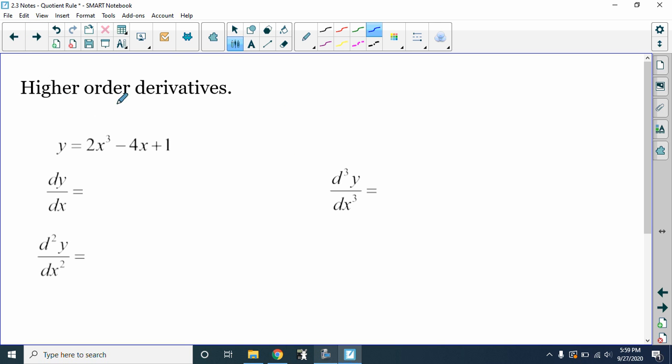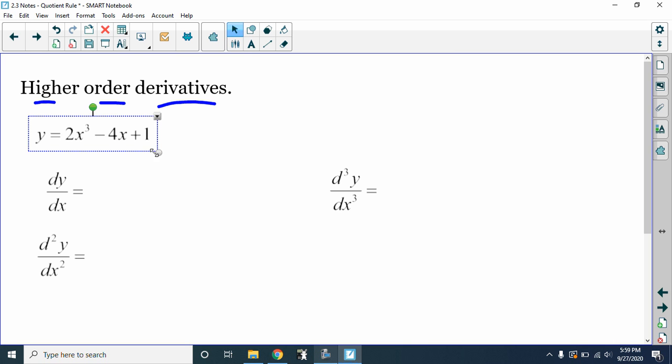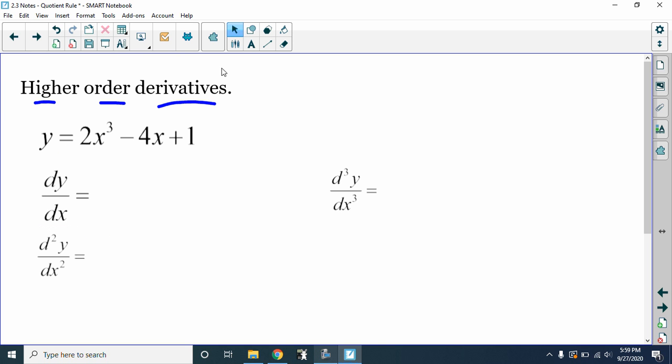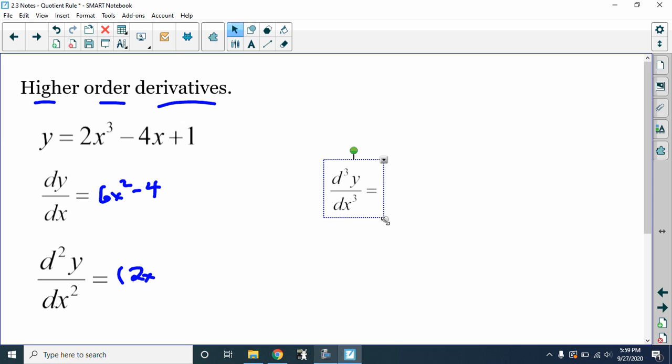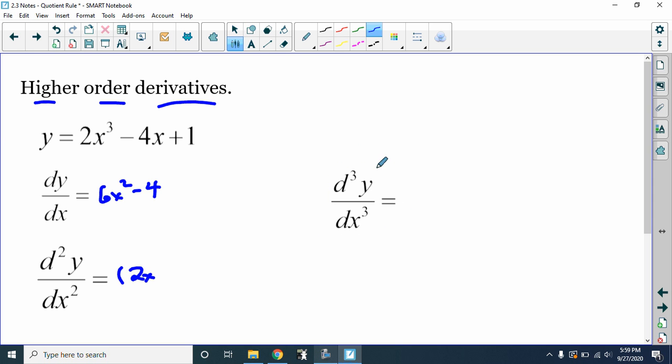And then the other thing, higher order derivatives, is when we repetitively take the derivative. So if I have that dy dx, you know how to find the derivative of that. Should be 6x squared minus 4. This notation right here, d squared y over dx squared, you should recognize this means the second derivative, so you just take the derivative again. If it wants the third derivative, it'll look like this, d cubed y over dx cubed.